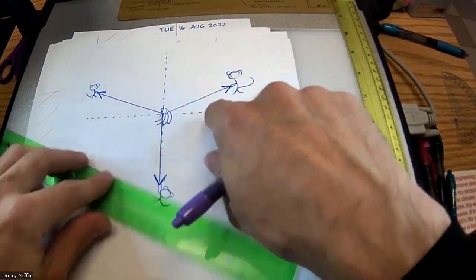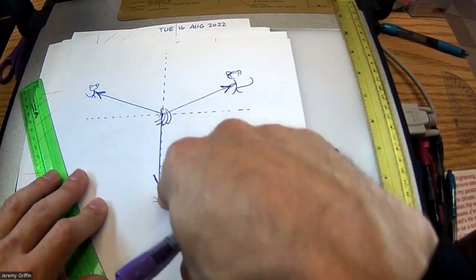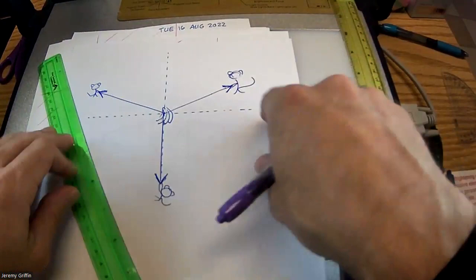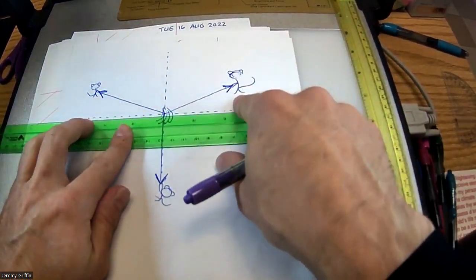Okay. So I'm going to leave this one straight down just exactly as is because it's already aligned to this made up coordinate system. But these two guys at angles, I'm going to split those into components.